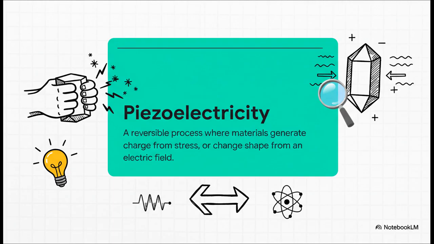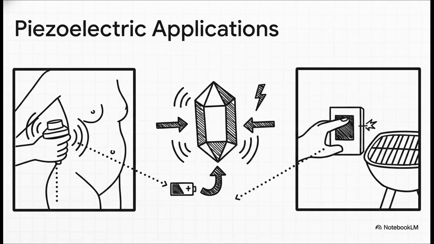Then you do the reverse. You apply electricity to them, and they physically change shape. Squeeze for power, power for movement. It's this perfect direct link between physical stress and electricity. And this one single property is the secret sauce behind a ton of amazing gadgets.